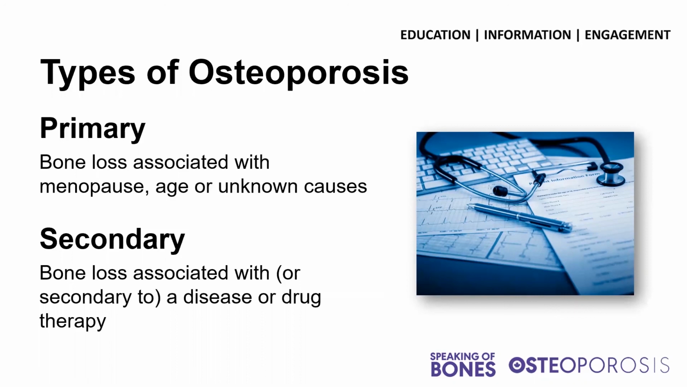There are two types of osteoporosis. So primary osteoporosis is used to describe the abnormally rapid bone loss that can occur after menopause or as we age. Then secondary osteoporosis refers to bone loss caused by other diseases or drug treatments and can affect a person at any time during his or her life.